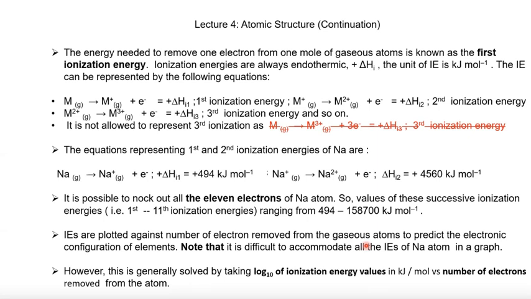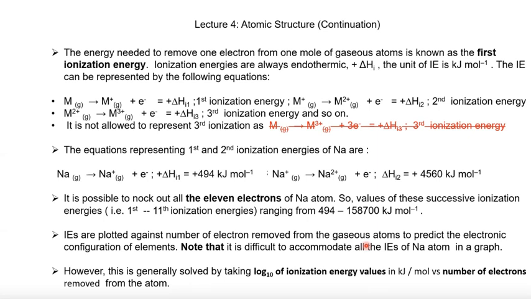The equation which can represent this definition I just mentioned: M, the symbol of an atom in gaseous state, when we convert it into a cation, also in gaseous state, we release an electron. And that is the first ionization energy. Similarly, M+, a cation in gaseous state, when we release another electron from it, becomes M2+, that is a doubly charged cation. And that is what we call the second ionization energy. And we go for the third ionization and so forth.